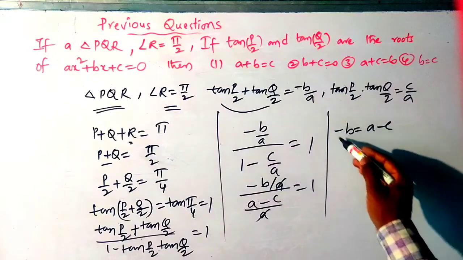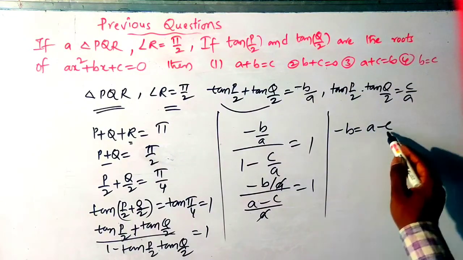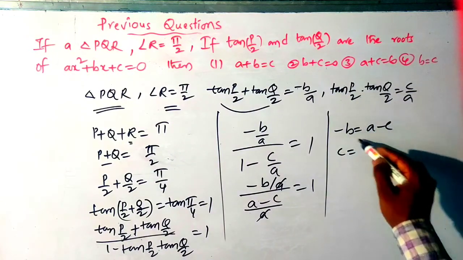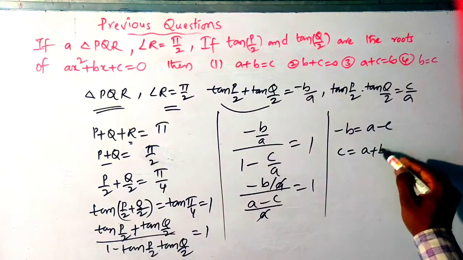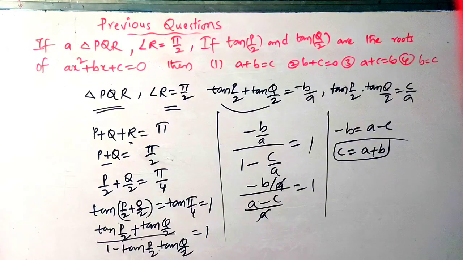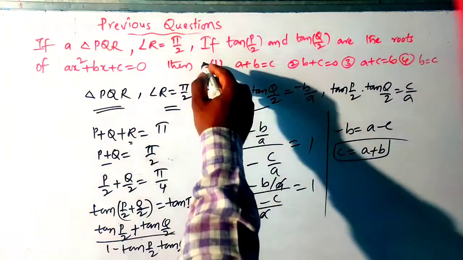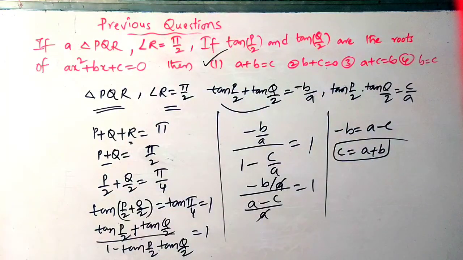So see here, taking the terms to the other side: -c goes to this side as c, and -b goes to this side as +b. So a + b = c. That means the option is nothing but the first one. So that is the right answer.